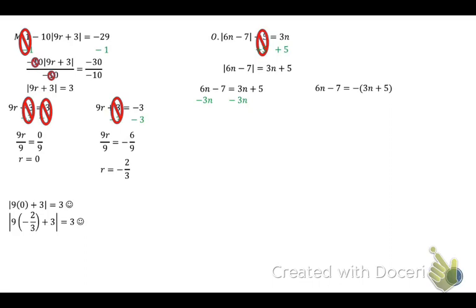So let's solve this. Subtract that 3n, so you get 3n minus 7 equals 5. Add the 7, so you get 3n equals 12. Divide by 3, and you get n equals 4.